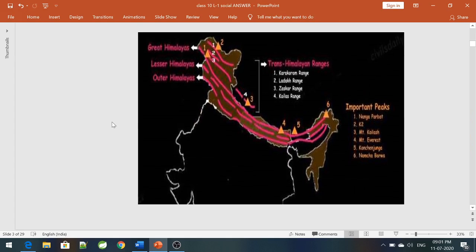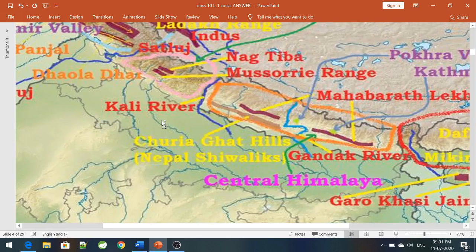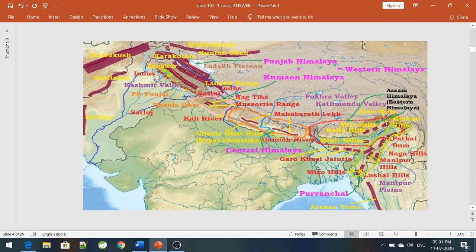Okay. Next, see here. These are all the rivers. Here we can see the Punjab Himalayas and Kumaon Himalayas, which are called the Western Himalayas. And all these, can you see this? Which has been in a red outline. This is the Eastern Himalayas. Assam Himalayas we also call this, all these hills: Miri Hills, Dafla Hills, Mikir Hills, all these.